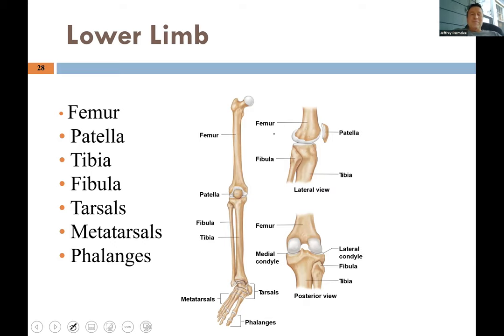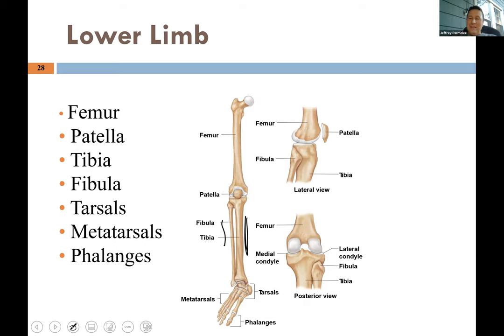All right, I digress. So look at your lower limb. The big bone, like your humerus, is your femur. That's the longest bone in your body. And then y'all know you got your tibia. That's the weight-bearing bone. Your fibula is lateral, and it's kind of wimpy.